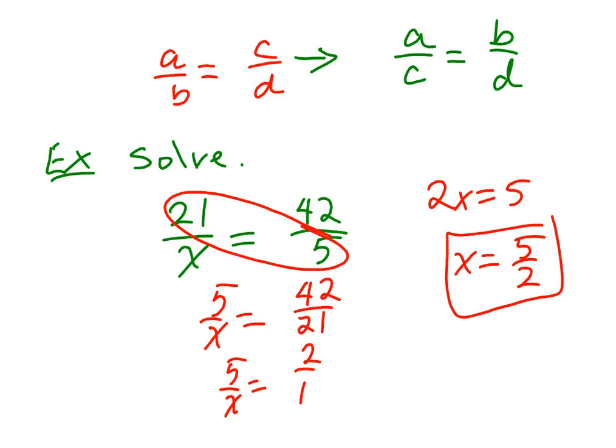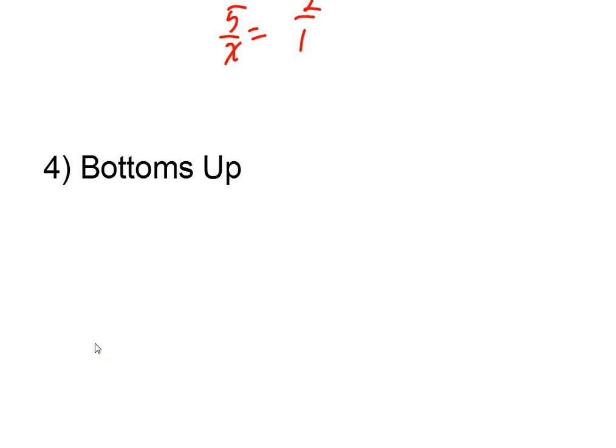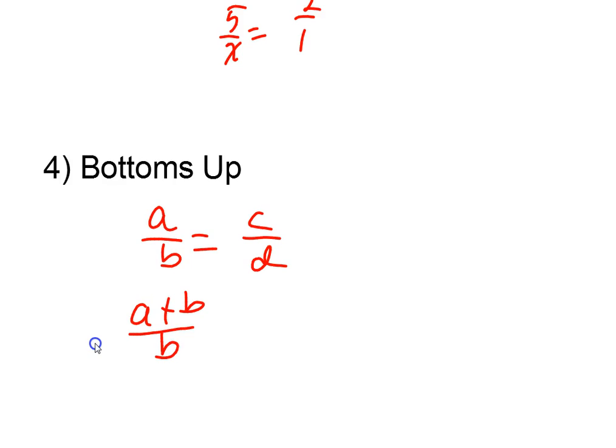All right, last one. Ladies and gentlemen, bottoms up says this. If I have a proportion such as a over b equals c over d, bottoms up says you can take the bottom of one of the fractions and either add it or subtract it to its top. What's the bottom of the first fraction? B. If I add that to the numerator, I'll get a plus b over b. Notice the b is still on the bottom. I just added the bottom to the top.